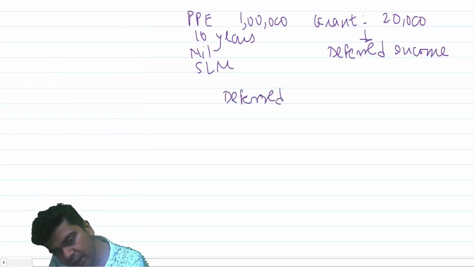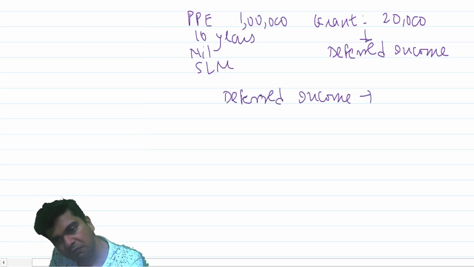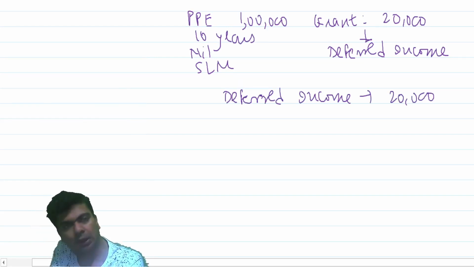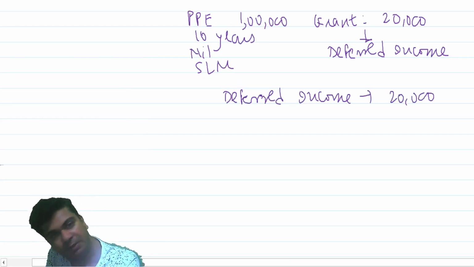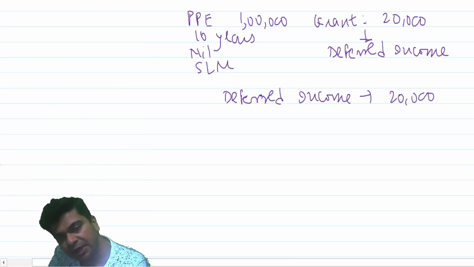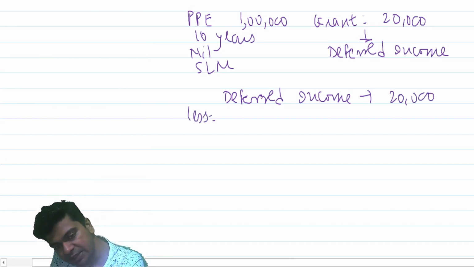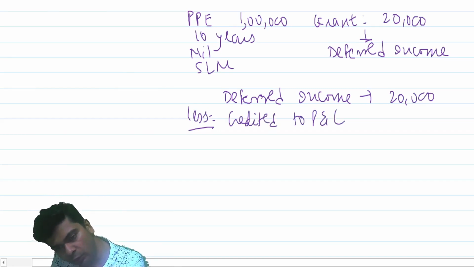Your deferred income will be 20,000. 20,000 divided by 10. That means every year 2,000 rupees will be credited to the P&L. So I say less: credited to profit and loss account.